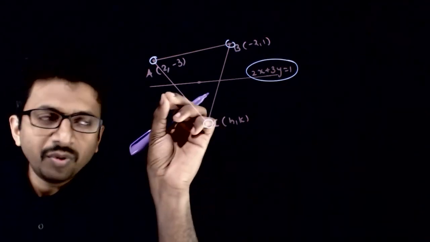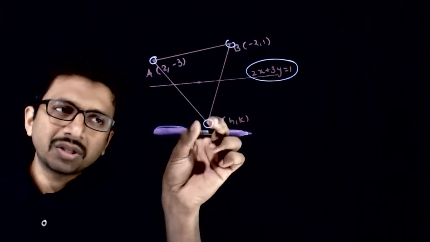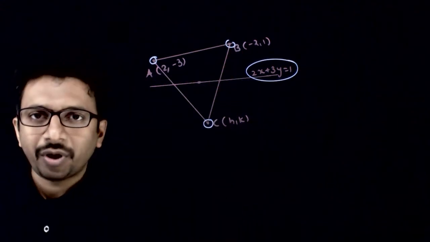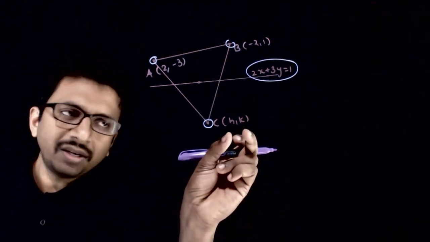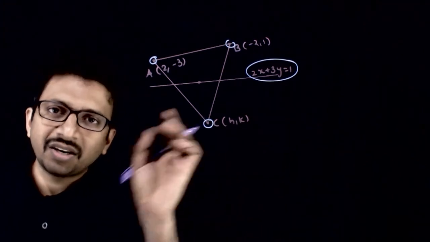So if the centroid moves on the line 2x + 3y = 1, what is the locus of the third vertex? What is the path in which the third point moves? So again, a very simple question. Let us assume that (h, k) is a point on the locus. So let us assume that (h, k) is the third vertex.